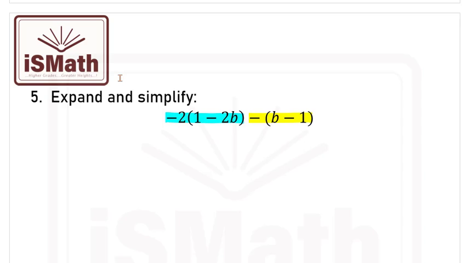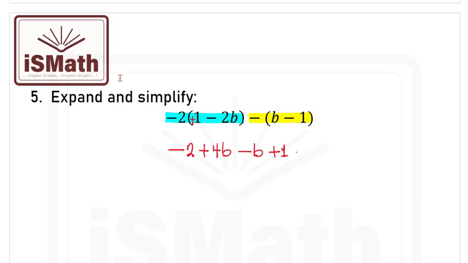So now I'm going to begin. I have minus 2 times plus 1. Minus times plus. There's a plus right here. So minus times that plus will give you minus. So 2 times 1 will give you 2. This same minus 2 times minus 2b. Minus 2 times minus 2b will give me plus 4b. So minus 1 times plus b will give you minus b. And minus 1 times minus 1 will give you plus 1.